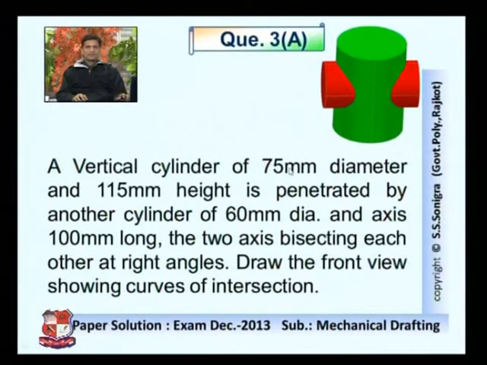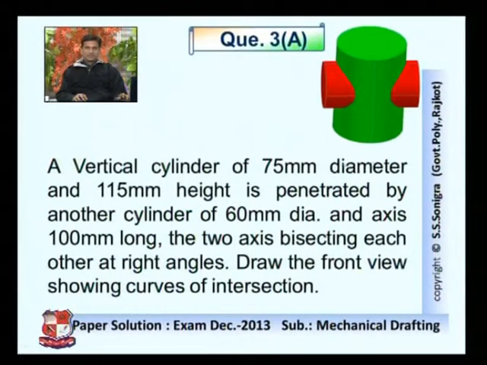Here two cylinders are given, a vertical cylinder and a horizontal cylinder. Dimensions of both the cylinders are given to us, and the two axes bisect each other at right angles. The axes of both these cylinders bisect each other at right angles. It is given data. Draw the front view showing curves of intersection for this case.